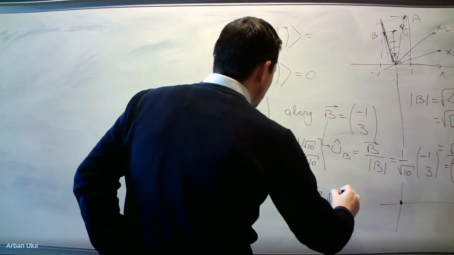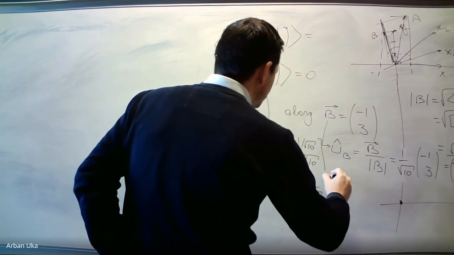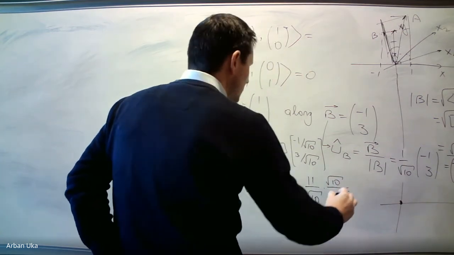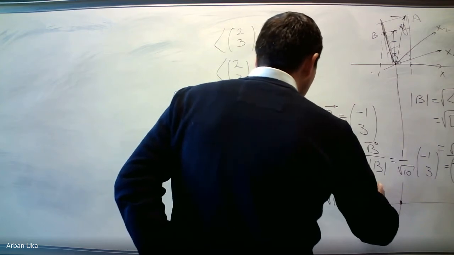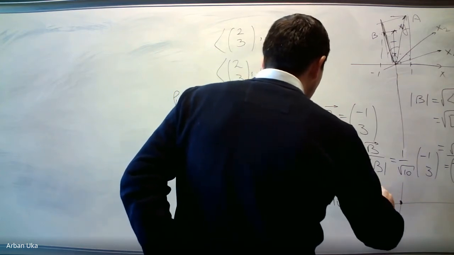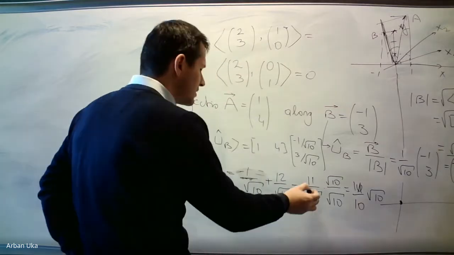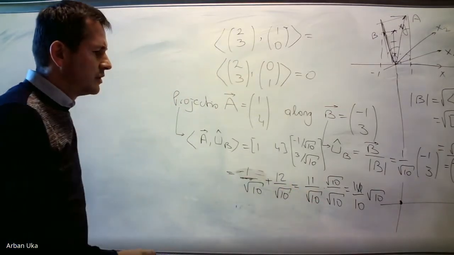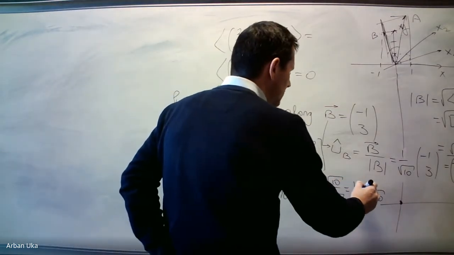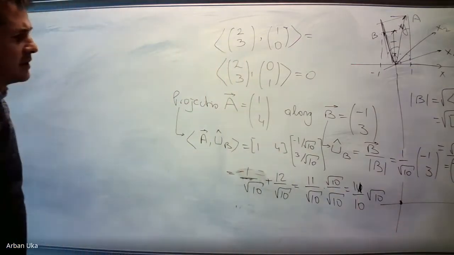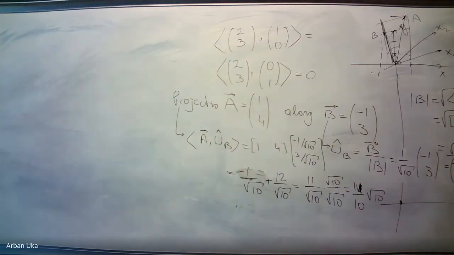We can multiply both sides with square root of 10. So we can write this one as 11 over 10 times square root of 10. Either answer is okay. You don't need to multiply this one, but it might look a little more elegant. So this is what we can use to find the projection of certain vectors along some other directions. Now, this is very important.